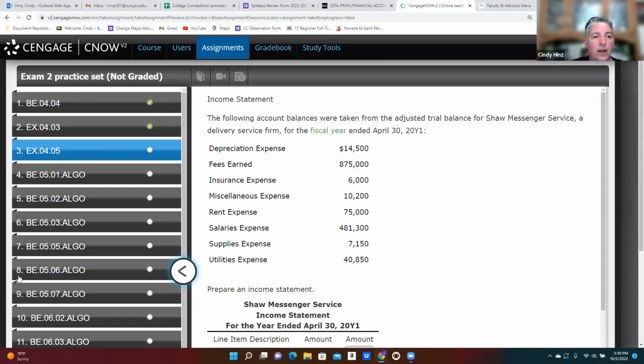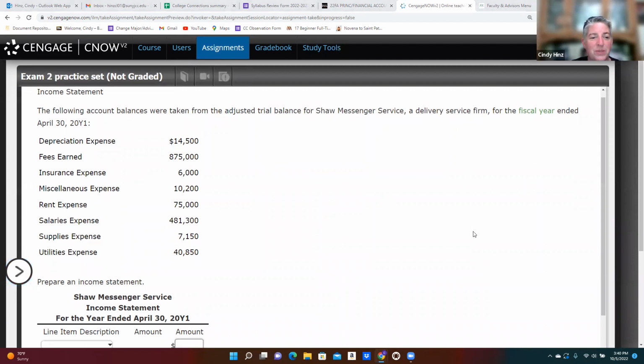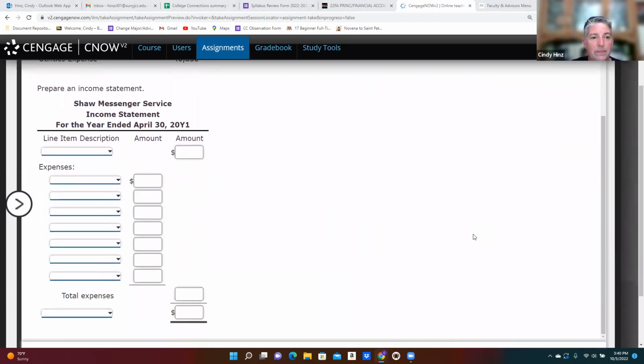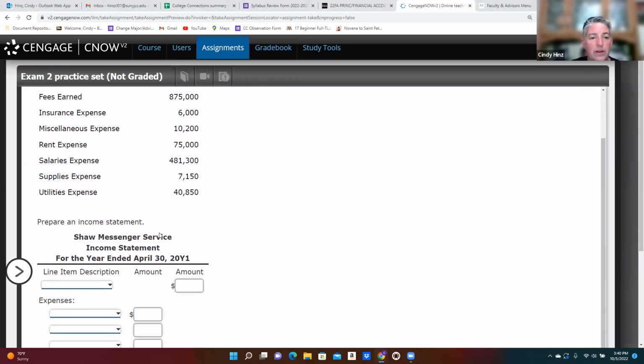This is our final exercise in the set from chapter 4, and this gives us information for an income statement. This income statement is based on the information given here. These are from the adjusted trial balance for Shaw Messenger Service. So we'll start with our income statement.